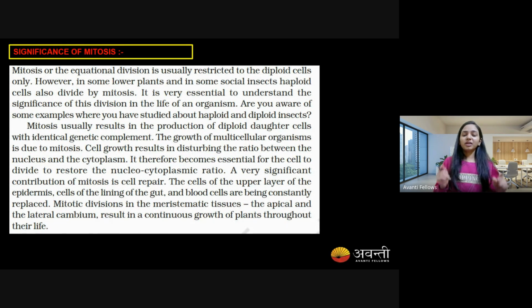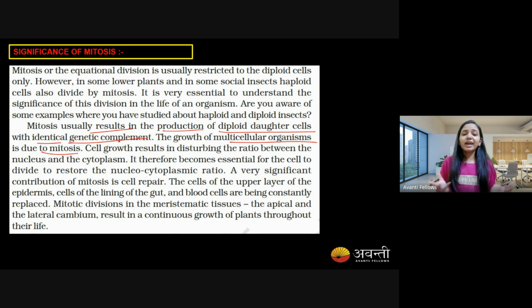So the growth of all living organisms is happening because of what? With the help of mitosis only. All diploid organisms grow with the help of mitosis. And in mitosis we have studied that the number of chromosomes remains the same in the parent cell as well as in the daughter cell. There is no change. So it means by the help of mitosis, the genetic complement also remains the same. Mitosis results in the production of diploid daughter cells with identical genetic complement. And in all multicellular organisms, growth is possible just because of mitosis.